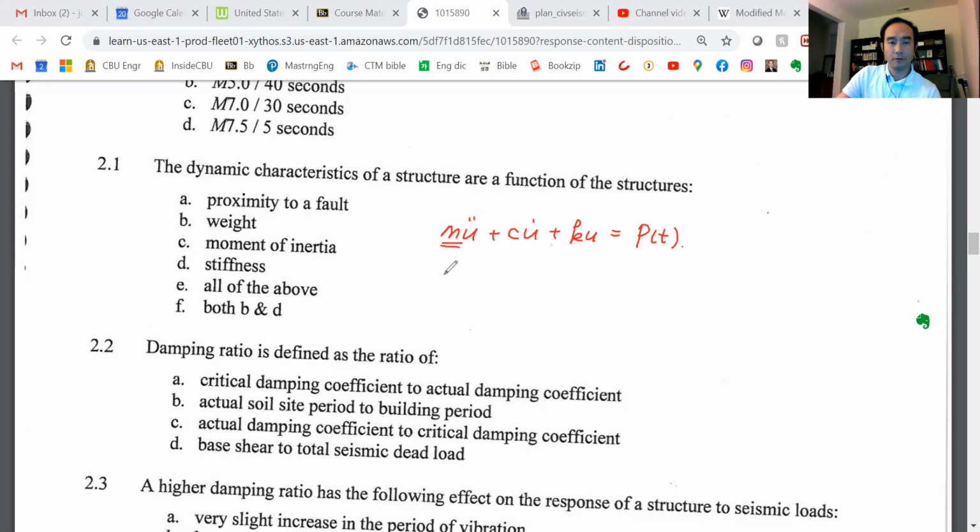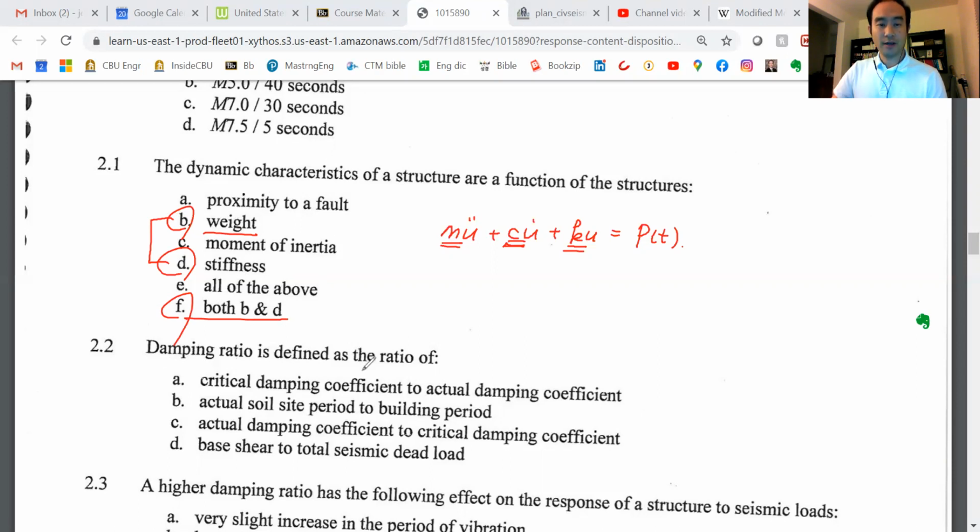First of all, the mass, which is related to the weight, of course, and then damping, which is not directly related to the moment of inertia or anything else, and the stiffness directly related to this answer, right? So the answer is going to be not only weight, but also the stiffness. So the answer should be B and D. So the answer is F.